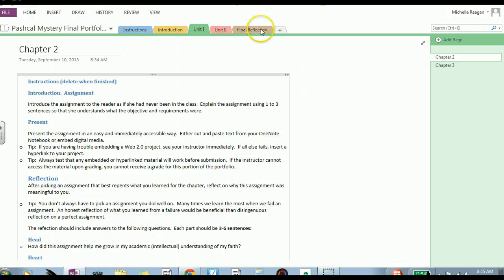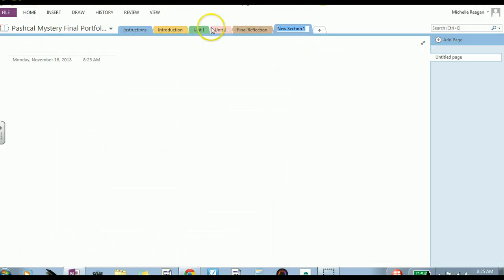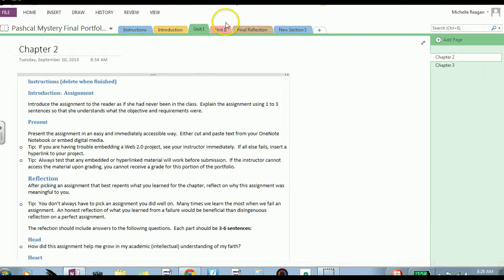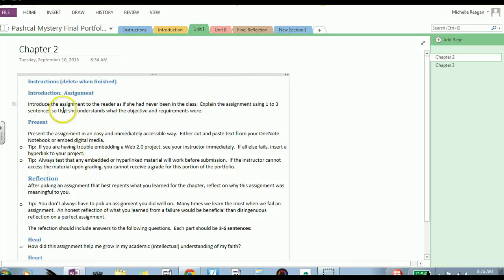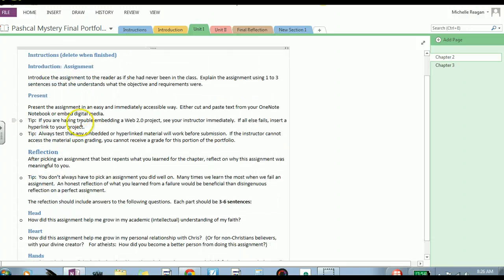Then you have one for each unit. Now, remember, that final unit isn't going to be in the portfolio. Here you can see I've already deleted it from my copy, but for each unit, there's a tab for each unit and there's a tab for a final reflection, and then there's a page for each chapter. You see the pages here on the right. Basically you do the same thing for each chapter. The instructions are here. You're going to delete these when you're done though. Don't leave them in here.